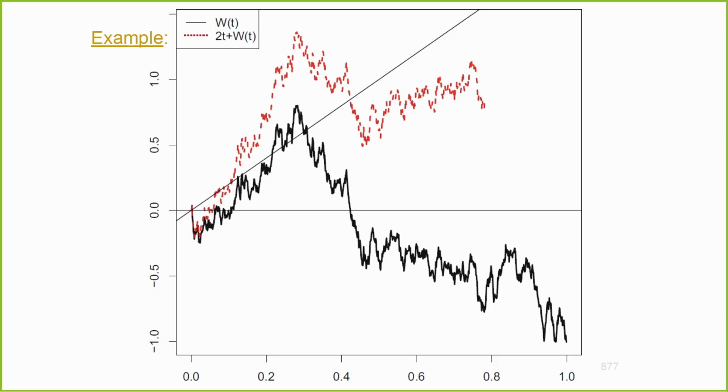Okay, so that's simply adding this linear trend to the black one to get the red one, which is shifted, of course, right? It's shifted. Keep in mind the variance of the red one is the same as the variance of the black one, by the way, but the expectation is not.